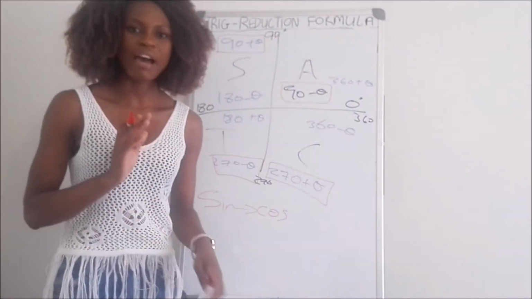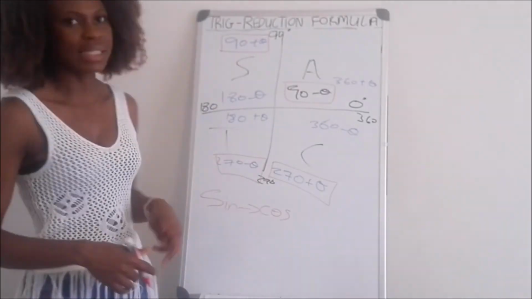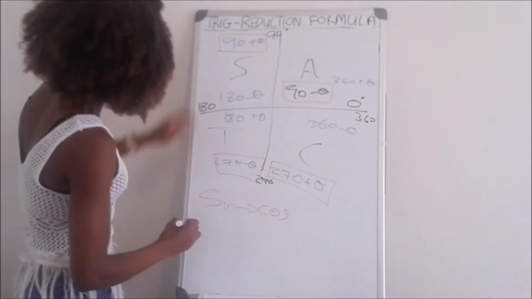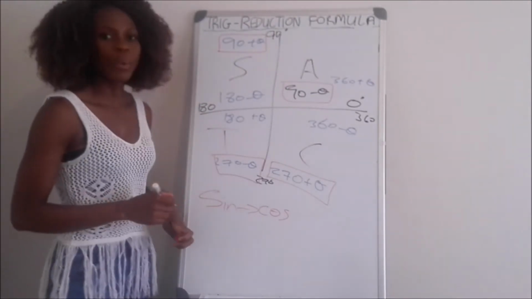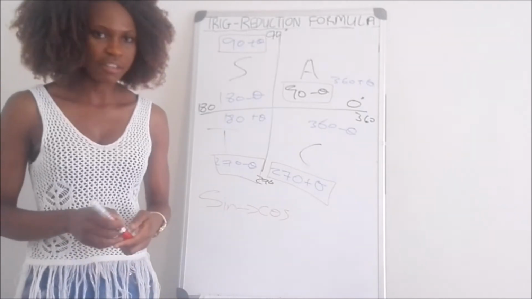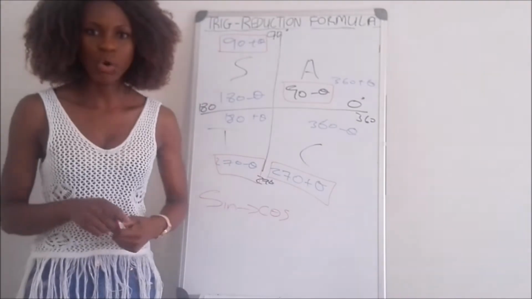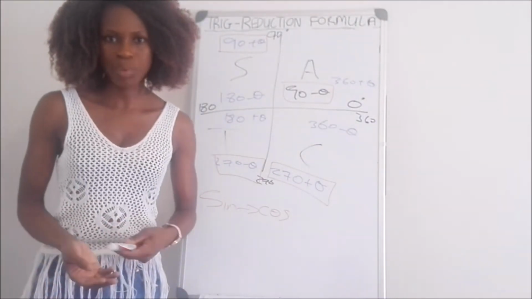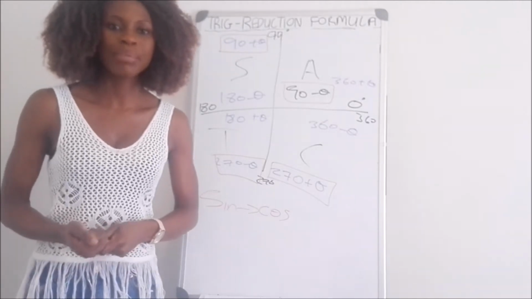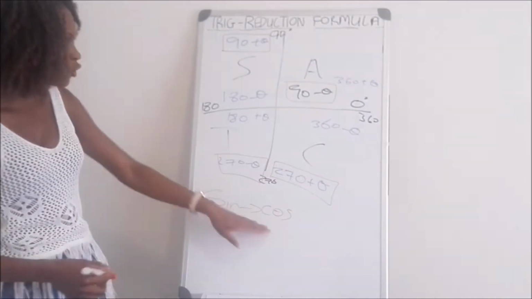It only affects sine and cos. If we have sine 90 plus theta, we first look at sine. We know that sine is positive in the second quadrant, and 90 plus theta is in the same quadrant. That means the sign is positive. But the answer won't be sine theta. The answer will actually be cos theta. Cofunction is when we change sine into cos.